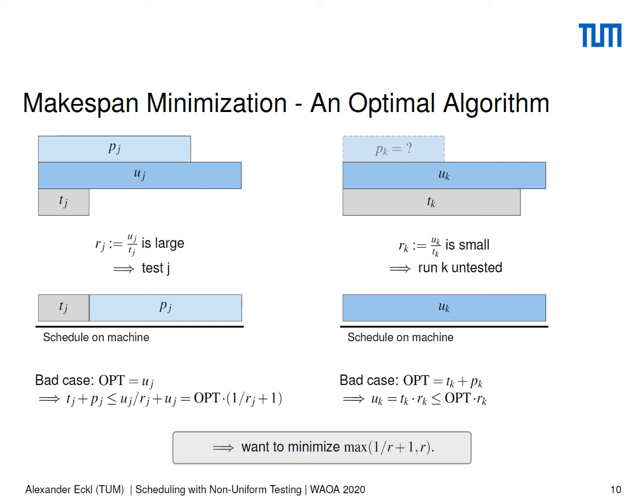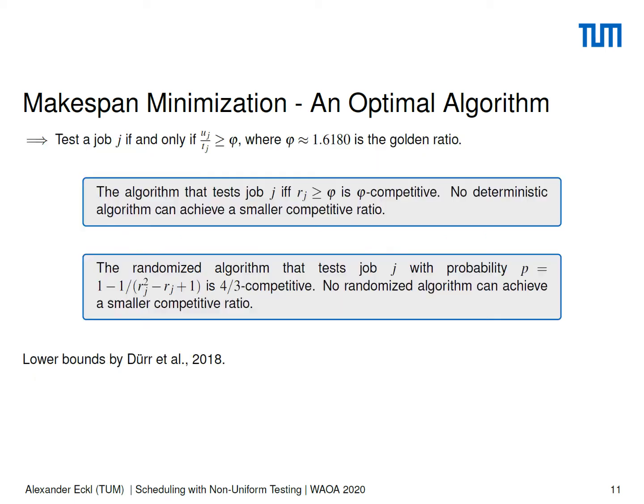So we want to minimize the maximum of 1 over r plus 1 and r. It can be easily seen that this is minimized exactly at the golden ratio. Therefore, we construct an optimal algorithm by testing a job j if and only if the ratio of the upper bound and the testing time is larger or equal than phi, where phi is just the golden ratio. The algorithm with this testing condition is then exactly phi competitive.